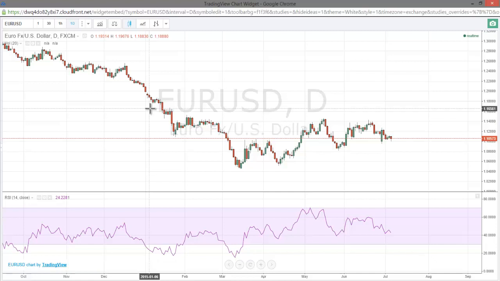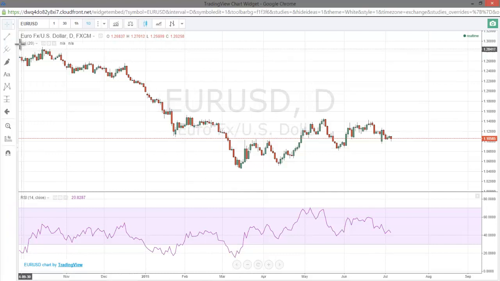Then this instrument is assumed to be overbought when it's above the 70 mark, and oversold when it's below the 30 mark. So as you can see here, for example, on a daily chart, the price was very oversold, and that means that it's cheap. So what are you going to do if something is cheap? You're going to go out and buy it.